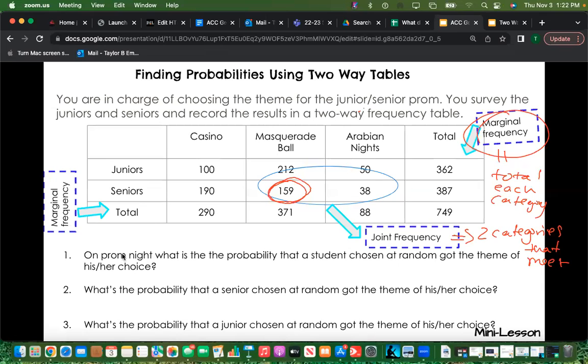Okay, so down here at the bottom, it says on prom night, what is the probability that a student chosen at random got the theme of his or her choice? Okay, so I need you to think about it. How many people is one person? Out of how many people in total did we have? Okay, so if we take 749 and we do 1 divided by 749, that would give us 0.001, which if we turn that into a percentage, that would be 0.1%.